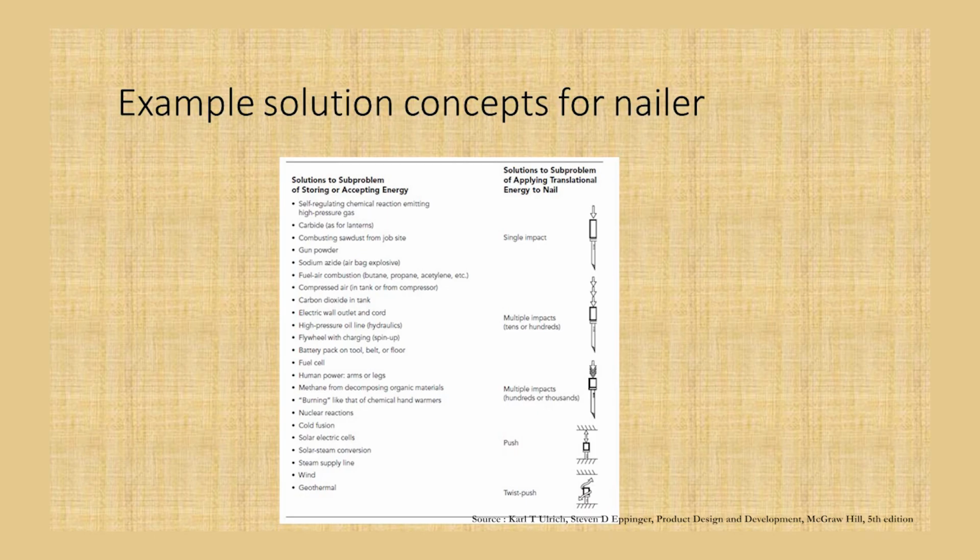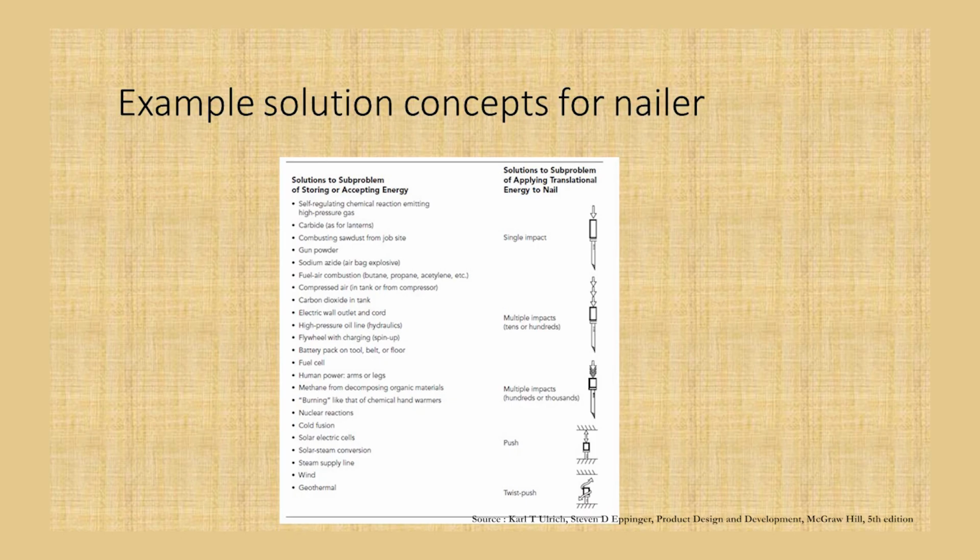Two sub problems were identified of the original problem. One sub problem is that we must be able to store or accept energy, and the second is that we must be able to apply translational energy to the nail. So, get the energy from somewhere, maybe from the hand, maybe from some chemical reaction, and then apply that energy to that nail, so that the nail goes into the wood. Without energy, the nail will not go into the wood, right.